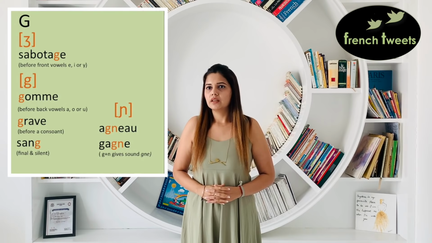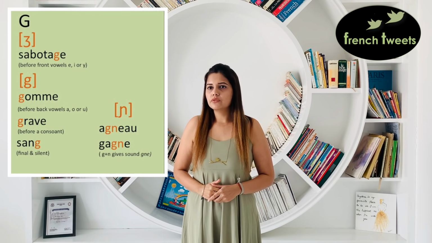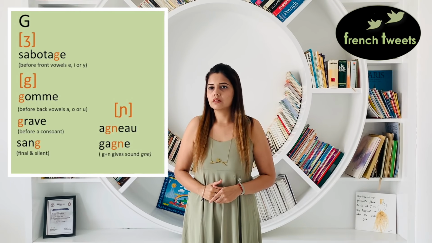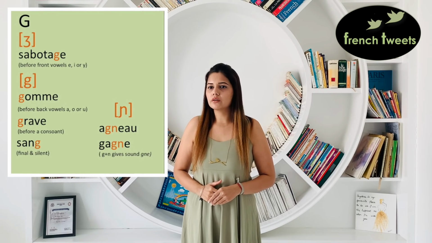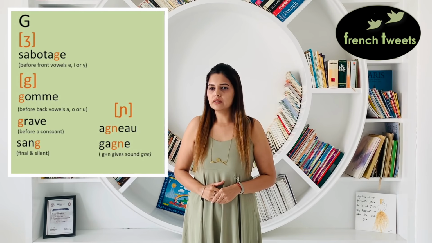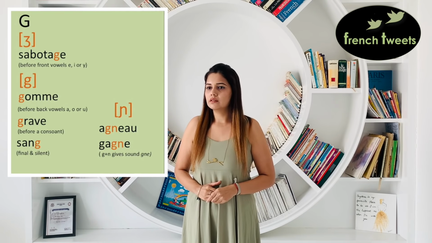L'alphabet G. L'alphabet G gives us three different sounds depicted in brackets. The first, j. Before front vowels, it becomes j, sabotage. Second one, g. Before back vowels, it becomes g, gomme. Before a consonant, gr, grave. Put at the end, sang. It also gives the sound of n when put with the alphabet N. Agneau, gagnant.